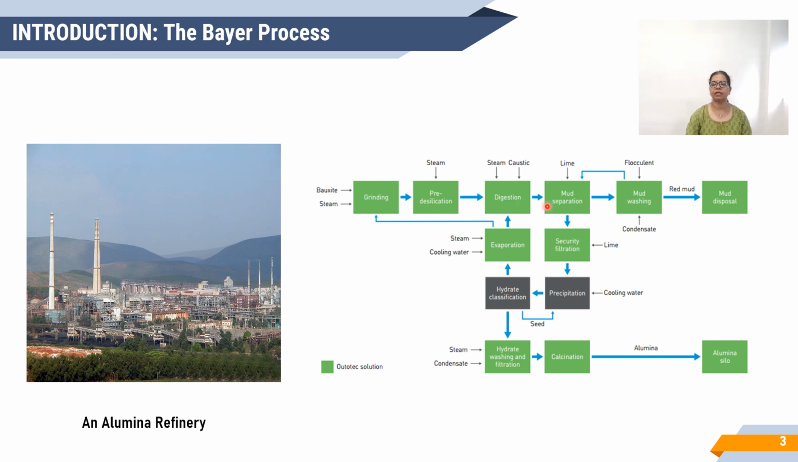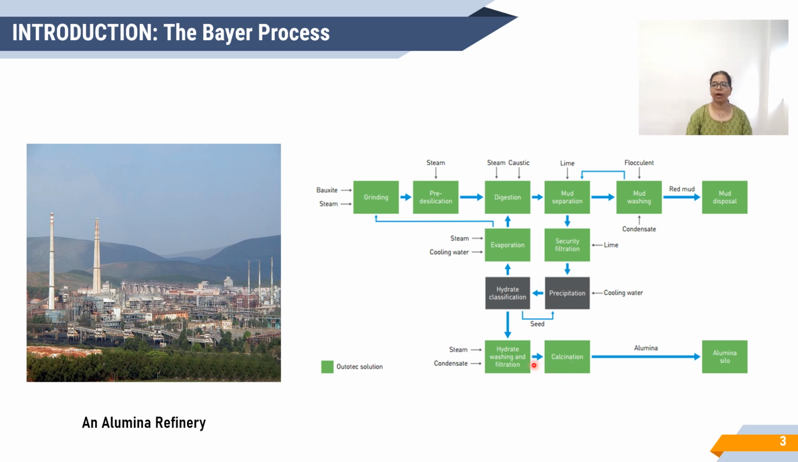After the digestion process, the whole of the slurry is separated into the mud as well as the pregnant liquor, which goes into security filtration for separation of very fine iron particles. And then it goes into the precipitation where the aluminate liquor is cooled down to about 60 to 70 degrees centigrade, after which the hydrate which we get is in the product form. The fines are separated as seed, which is recirculated into the precipitation process, and the product after classification goes into washing and filtration, and then it goes into the calcination for the production of alumina.